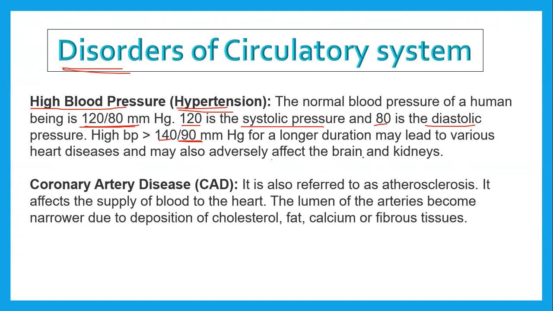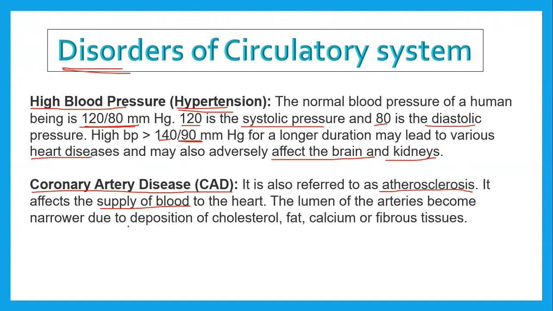If this high blood pressure is maintained for a prolonged time, it might adversely affect the heart, causing various heart diseases, and may also adversely affect the brain and the kidneys. Next, you have the coronary artery disease. It is referred to as arteriosclerosis. Atherosclerosis is a similar term, and we use them alternatively. It affects the supply of blood to the heart.